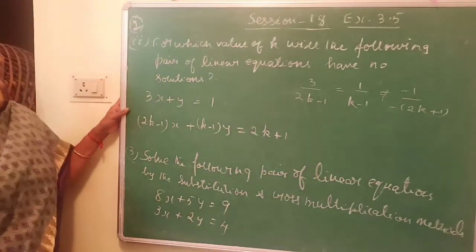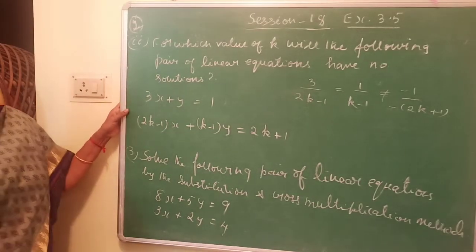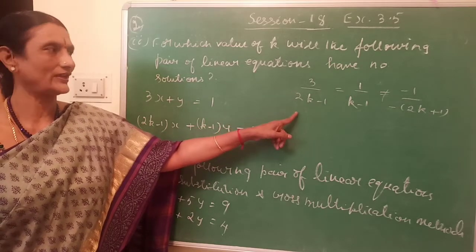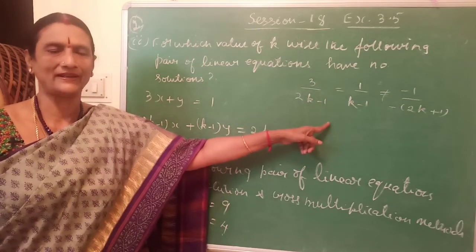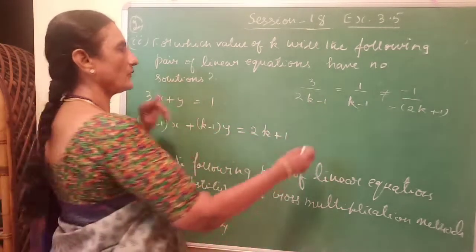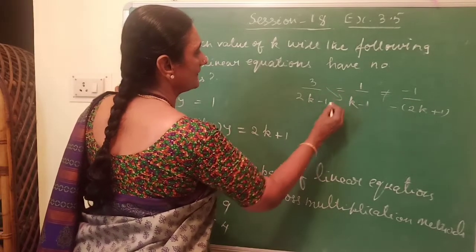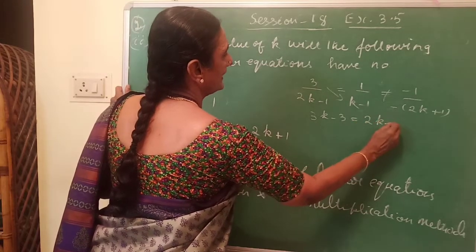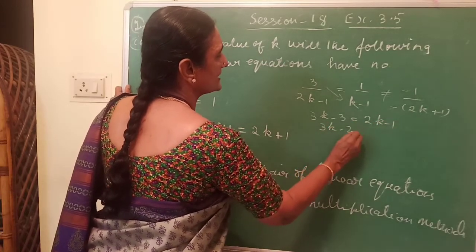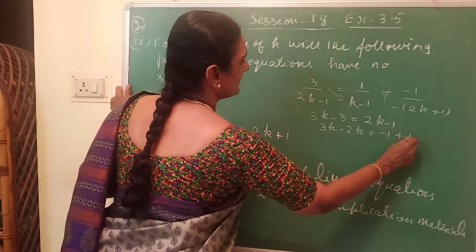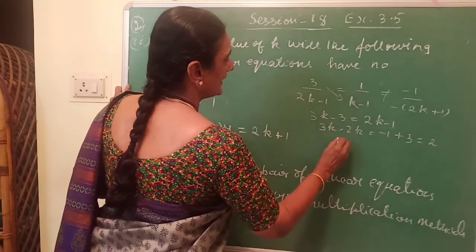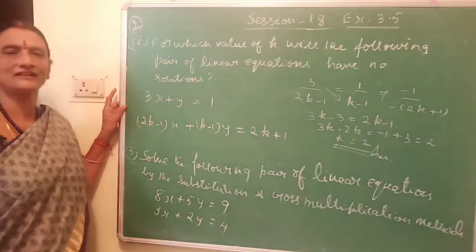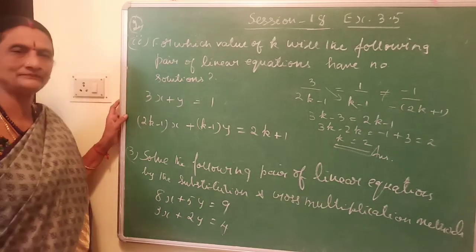Here, let us not consider the value which is not equal. We will consider the values in which the ratios are equal. That is 3 divided by 2k minus 1 and 1 divided by k minus 1. These ratios are equal. So, if you cross multiply, what do you get? You will get 3k minus 3 is equal to 2k minus 1. So, 3k minus 2k is equal to minus 1 plus 3, which gives you 2. Therefore, k is equal to 2 is your answer. So, we will move on to the second sum.